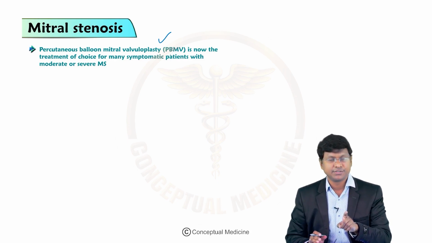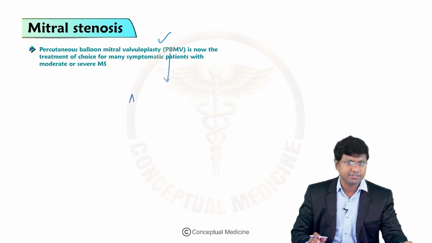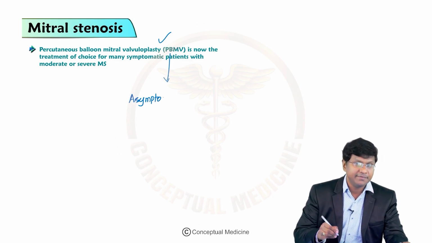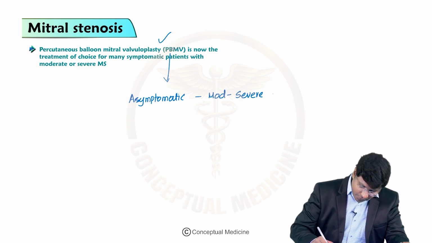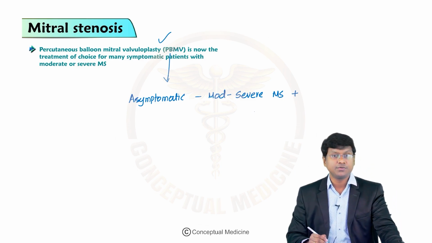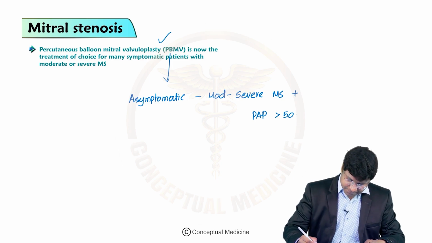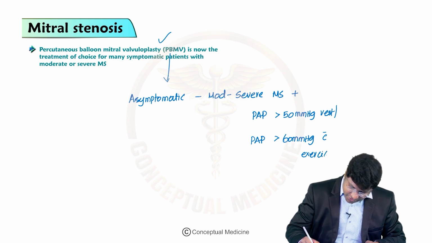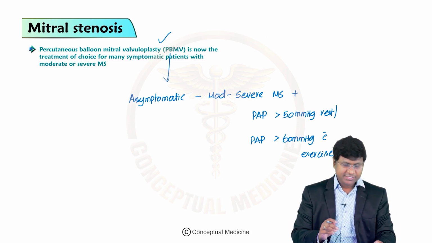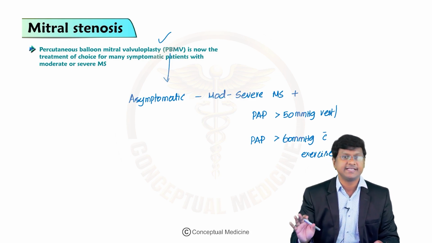Usually, mitral valve replacement should not be done unless the individual is symptomatic. But PBMV can be done in individuals who are asymptomatic with moderate to severe mitral stenosis, in whom the pulmonary artery pressure is more than 50 millimeters of mercury at rest, or more than 60 millimeters of mercury with exercise. So these are the indications of PBMV even if the individual is asymptomatic.